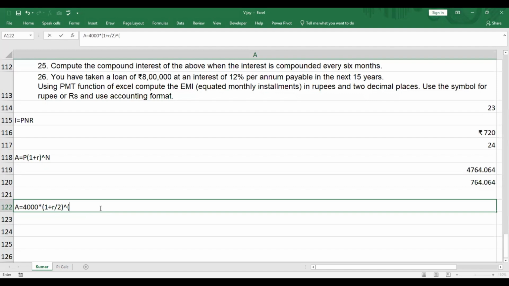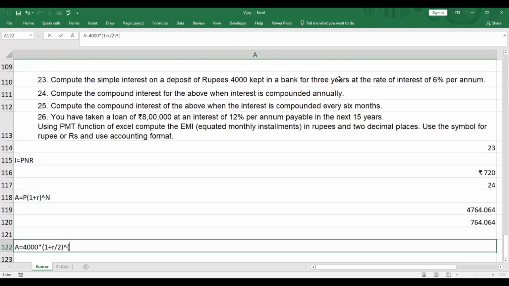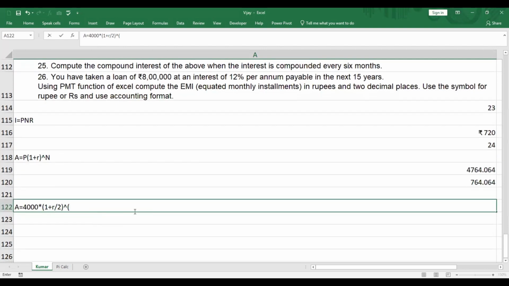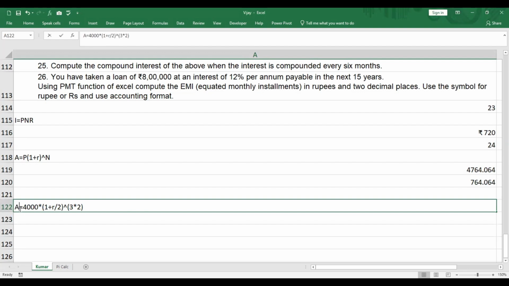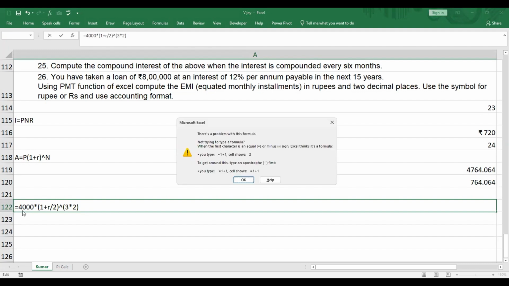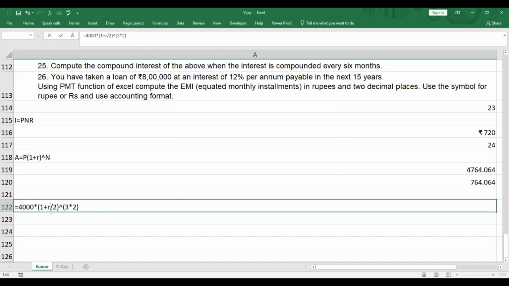So instead of the number of periods being 3 years, it becomes 3 into 2, because we are compounding it every 6 months. So 6 periods are there. That will be the answer for the amount. Note this, some mistake here: 1 plus R by 2 to the power of 3 into 2, star. R is not R, R is 6%.